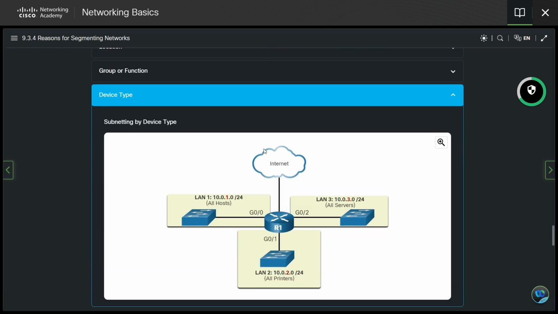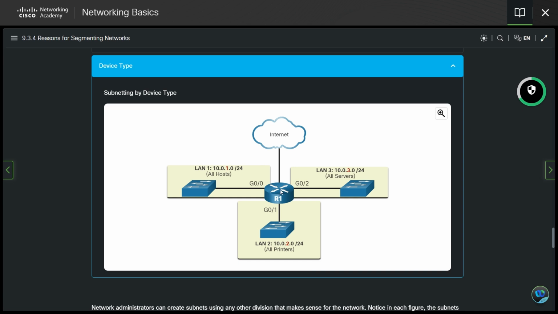And the last is device type, subnetting by device type. In this case, the router is connected to three switches. The first port is GigabitEthernet 0/0 with this LAN. The next is LAN 2, connected to port GigabitEthernet 0/1. The last is this IP address attached to the GigabitEthernet 0/2 port.